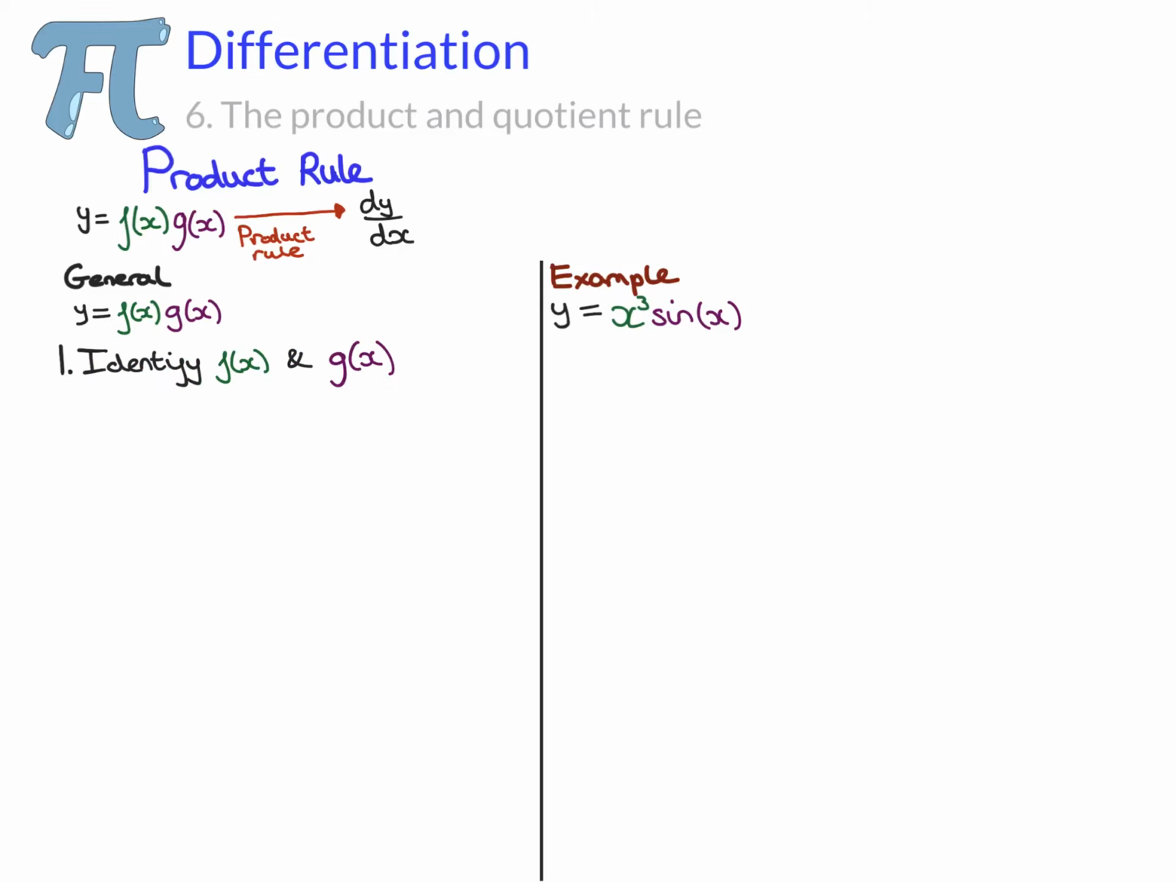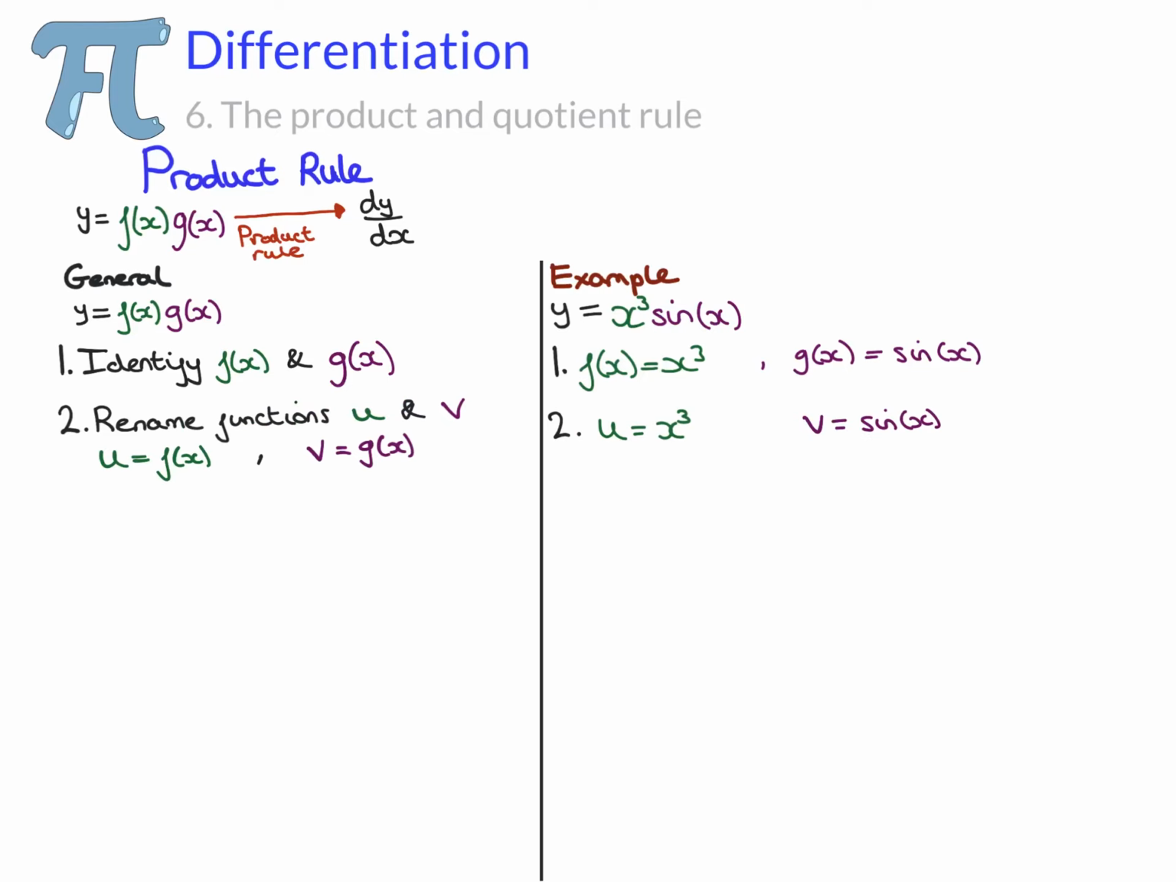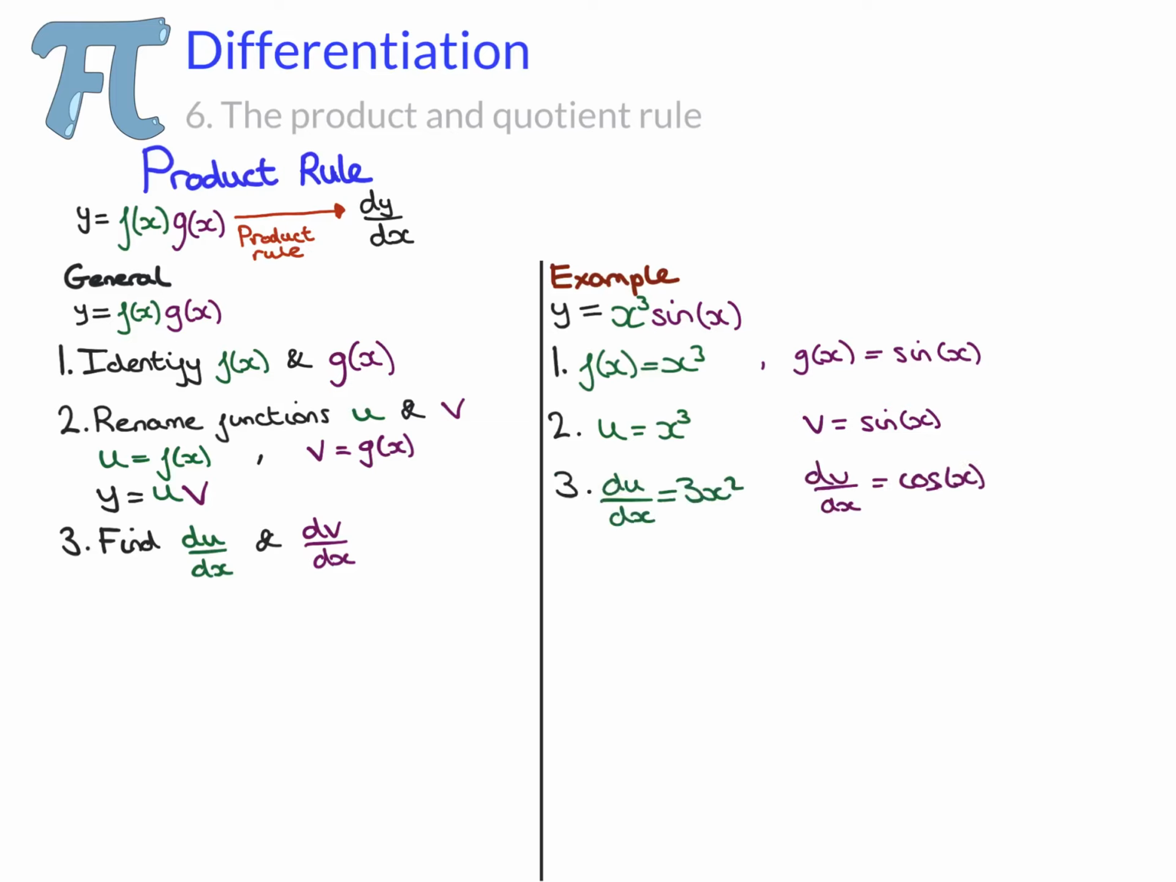The first step is to identify the two functions that we have here separately, clearly x cubed and sine x in our case. Like when using the chain rule, we rename these functions u and v for convenience, so we just have y is equal to uv, with u and v defined. The next step is to differentiate each of these functions with respect to x separately, leaving us with du/dx and dv/dx equal to 3x squared and cos x in our case.